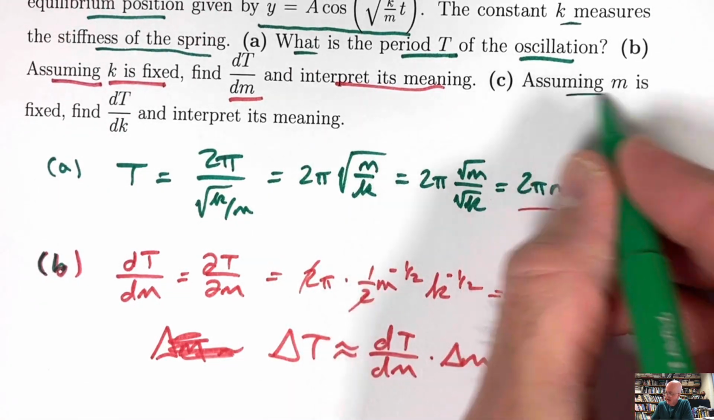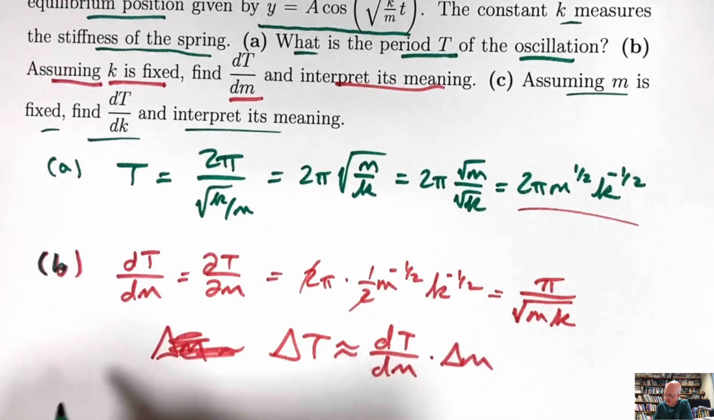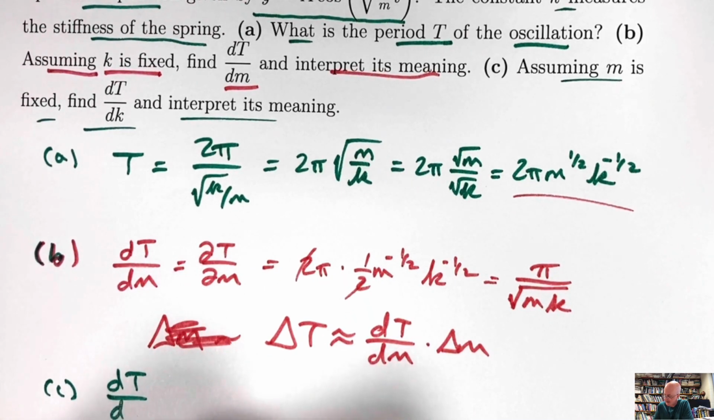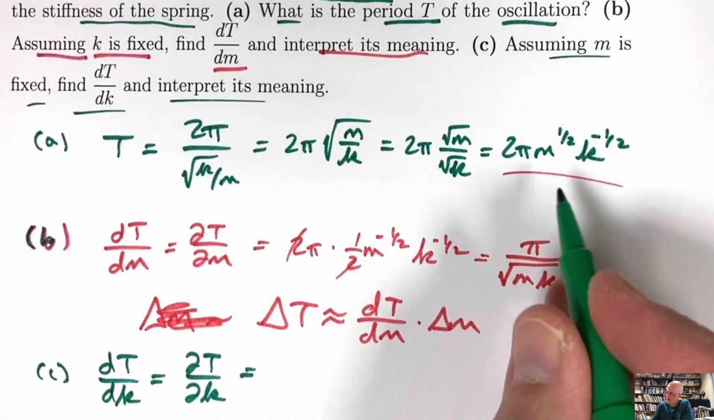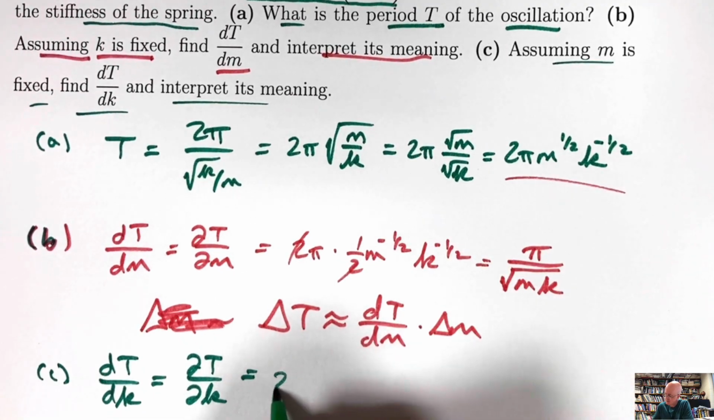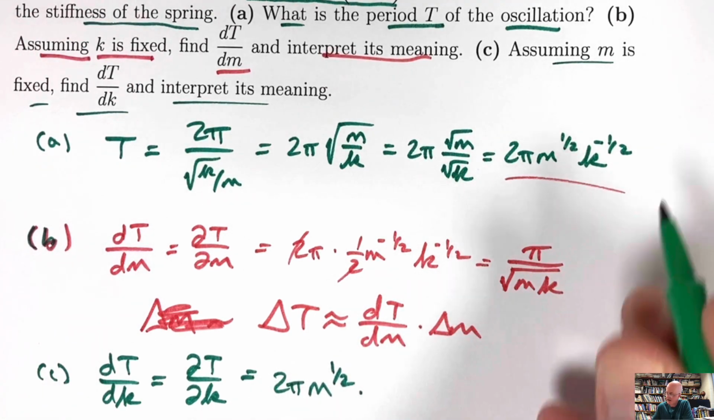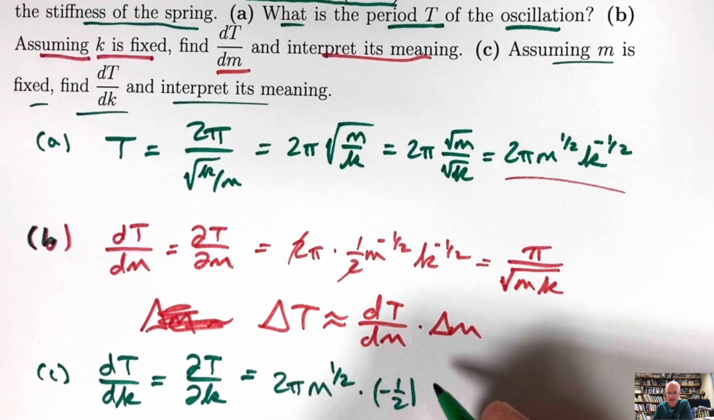Part C says, assuming m is fixed, find the derivative with respect to k, the spring constant, and interpret its meaning. The derivative of the period with respect to k. We could also use partial derivative notation. It's not a big deal either way. Go back here, treat the m as constant. So the 2 pi and the m to the 1/2 just stay as they are. Differentiate k to the negative 1/2. The negative 1/2 comes down in front. So we get negative 1/2 k to the negative 3/2.